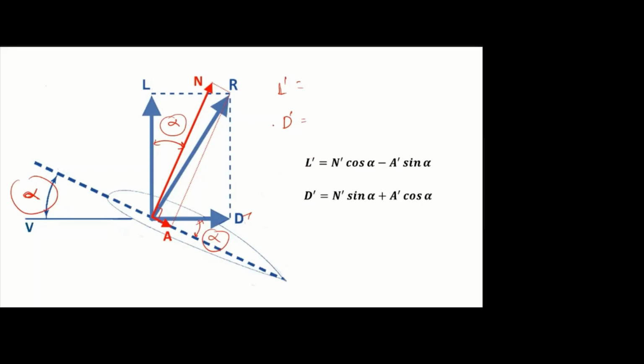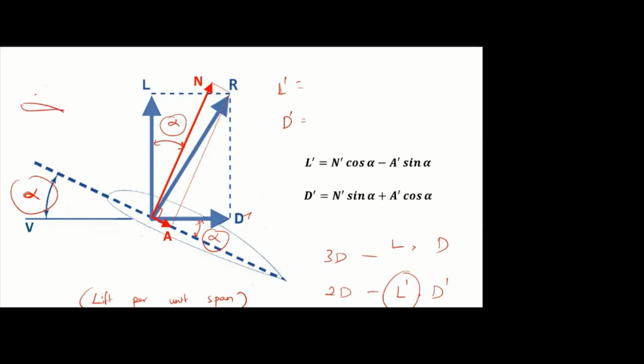Again you see, instead of L and D, I have mentioned L dash and D dash. The reason is, for a 3D object, we will mention lift as L and drag as D. For 2D objects, we will mention L as L dash and D as D dash. So L dash means lift per unit span.